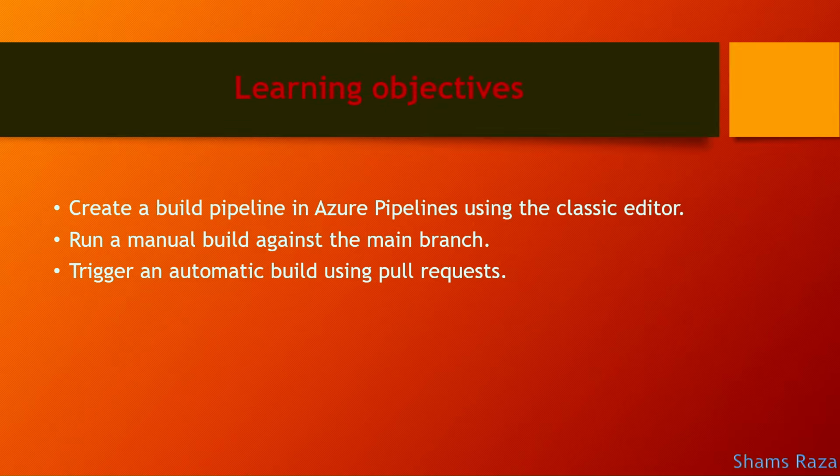So the steps are that we will be creating a build pipeline in Azure Pipelines using the classic editor. Then in the next step, we will run the build manually against the main branch. And then we will trigger an automatic build using the pull request.